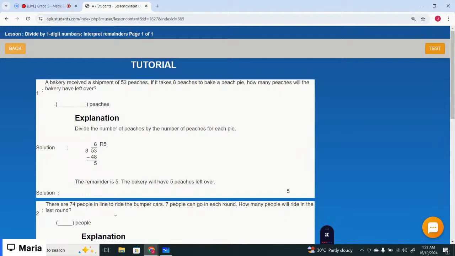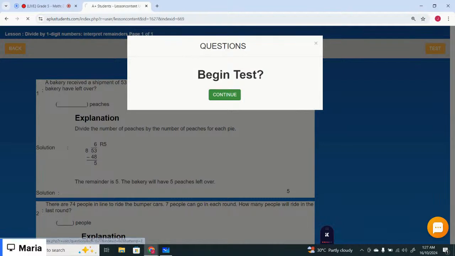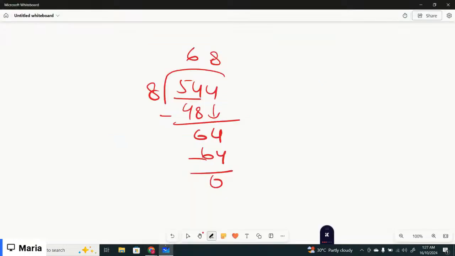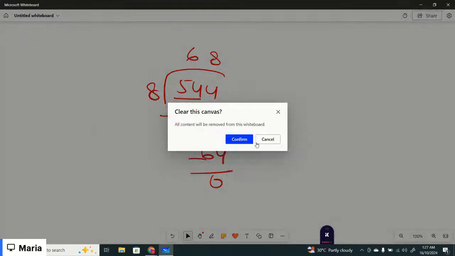Let's just start with the test questions. A car dealership needs to transport 502 cars to an island. The ferry can hold 6 cars. How many cars will the ferry take on its last trip? So you have to divide 502 by 6. You need to see the remainder, right?